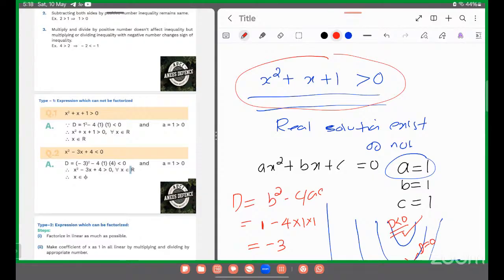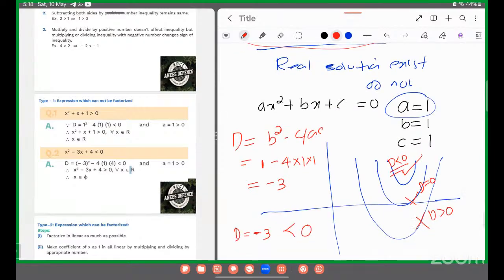The position of the graph is always above the x-axis. That means only the positive side of the x-axis. You can see that for this particular graph, y is always greater than 0. That means it is a true condition.